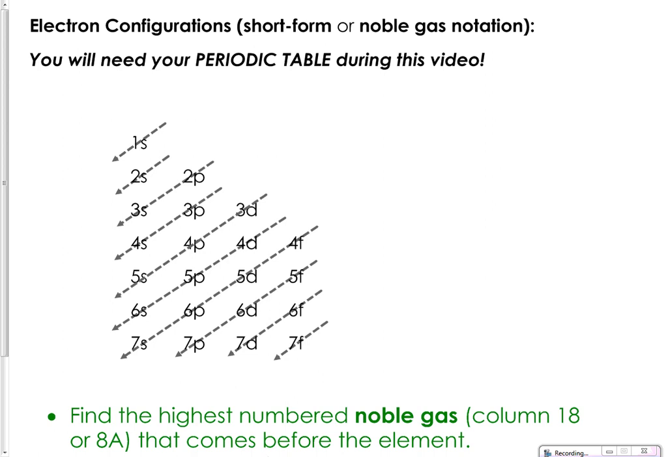Okay, this video is for Chapter 4, Electron Configurations. You should have already learned how to do the long form of electron configurations. But now we're going to teach you how to do the short form, or sometimes we call that the noble gas notation. Now, you will definitely need a periodic table during this video.